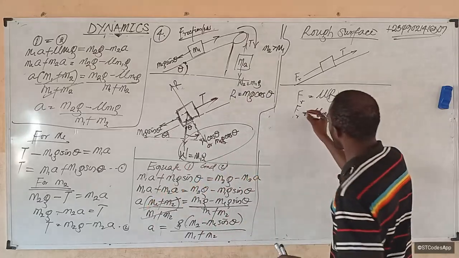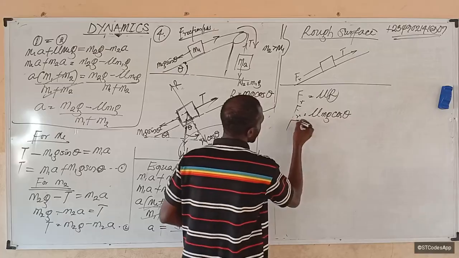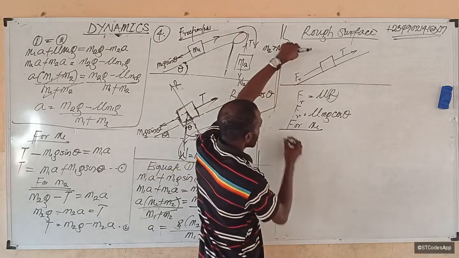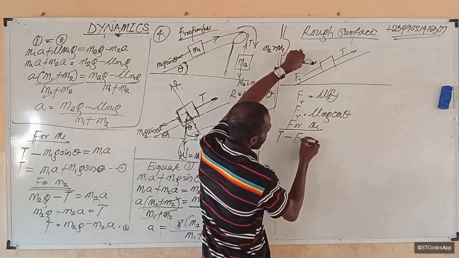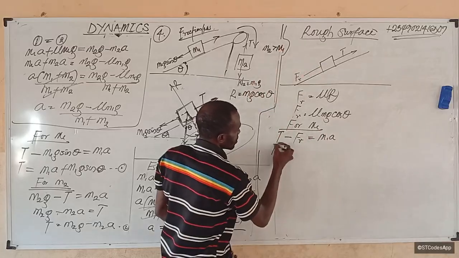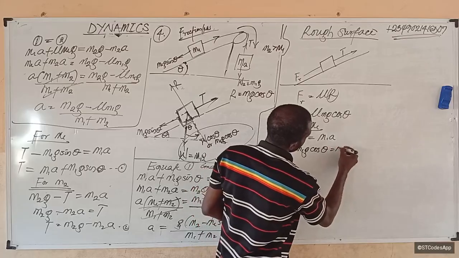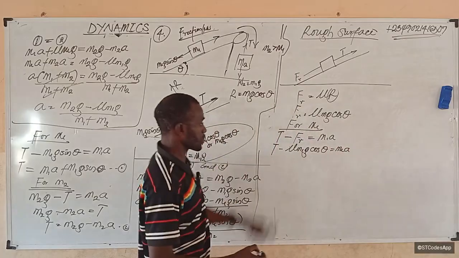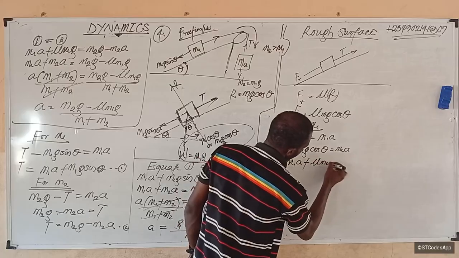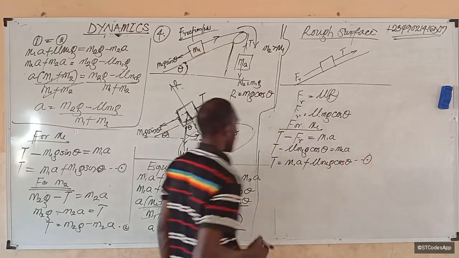So in that case, we can say that for mass 1, the dynamics changes: tension is still in the direction of motion, so positive, minus frictional force equals the motion on body A. So T minus mu m1g cos theta equals m1a. So if this be the case, then tension becomes m1a plus mu m1g cos theta, equation 1.